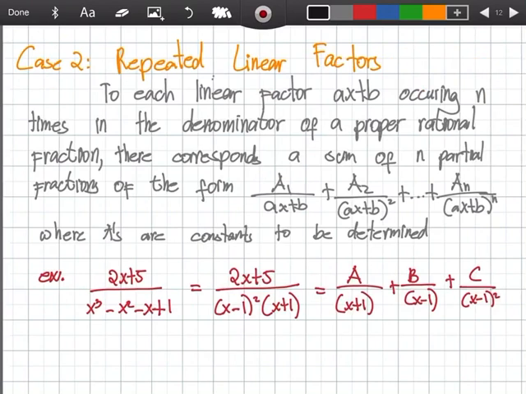Example, we have 2x plus 5 over x cubed minus x squared minus x plus 1. That will be equal to 2x plus 5 over x minus 1 squared times x plus 1. We know, class, that in this function, x plus 1 occurs once, but x minus 1 occurs twice. So what we do, we take first the one that occurs once, that is A over x plus 1, plus B over x minus 1, plus C over x minus 1 squared. Then we are going to determine the constants A, B, and C.